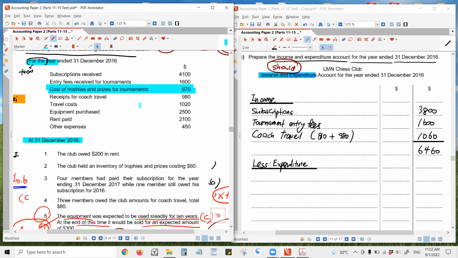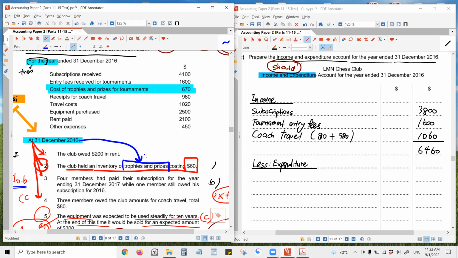And then at the year end, you must know how to read the information. Okay, this is a subheading. They give you a subheading here. That means on that day, you have these things. So at the year end, the club held an inventory of trophy and prizes costing $60. This is what it means. Yeah, that's closing. That's closing. At the end of the year, you still have this amount of trophy and prizes worth $60.